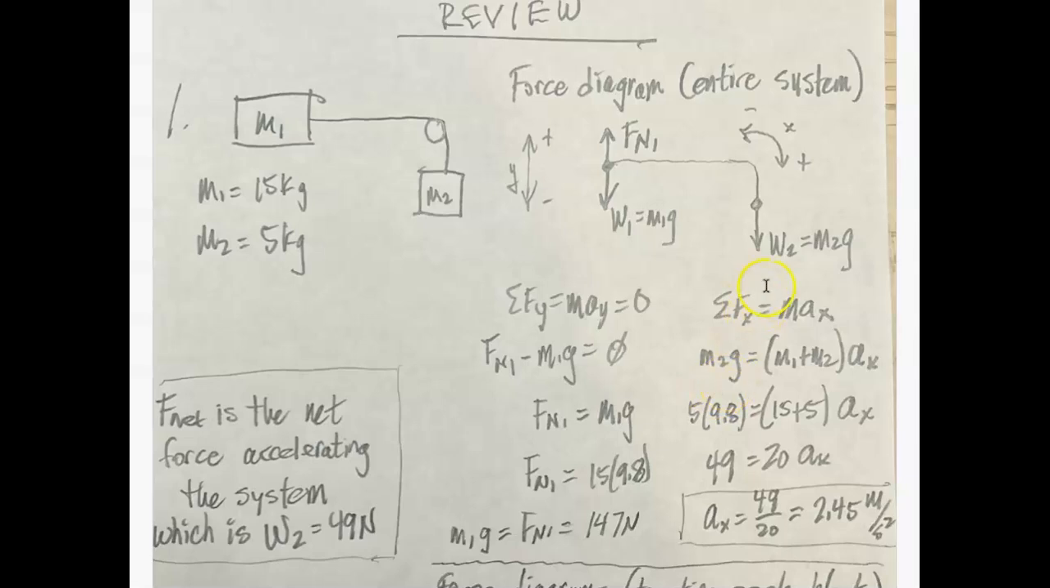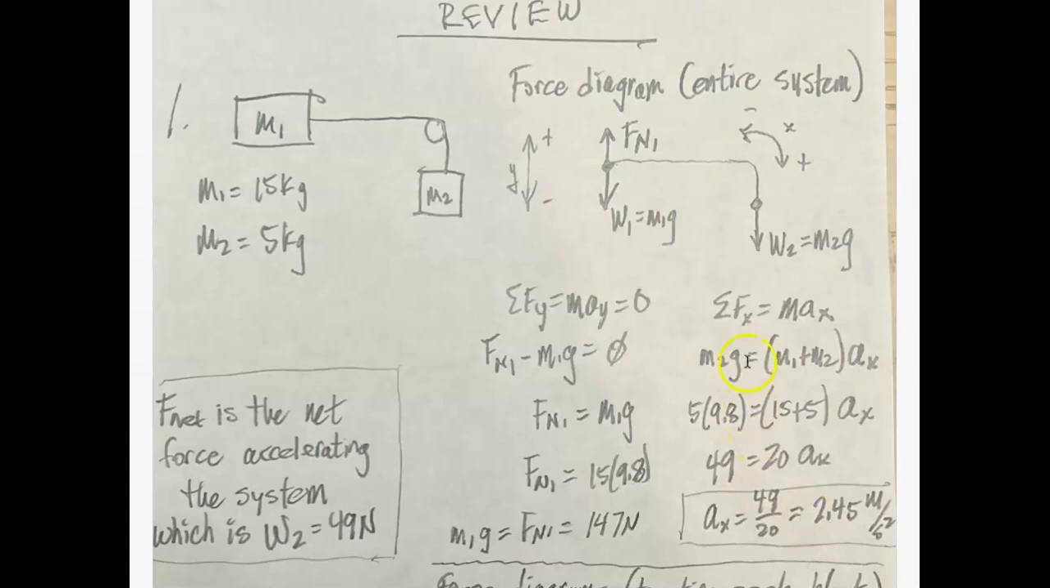And now that is accelerating the system. How much mass is in the system? m1 plus m2. I'm going to plug in the numbers that I know. There we go. And a, the acceleration of the system, is the only thing I don't know, so I can solve for that variable. And you can follow the math. You see that that comes out to be 2.45 meters per second squared. So that is my acceleration of the system.